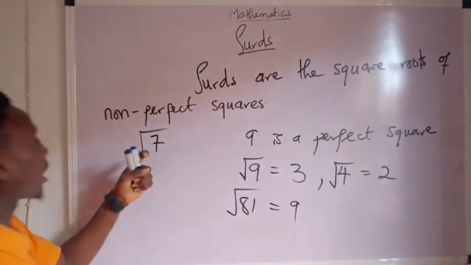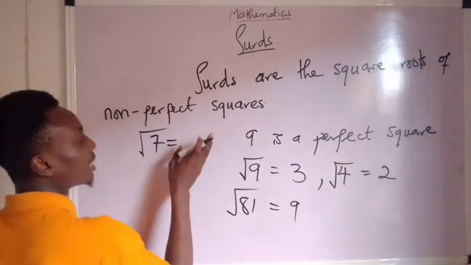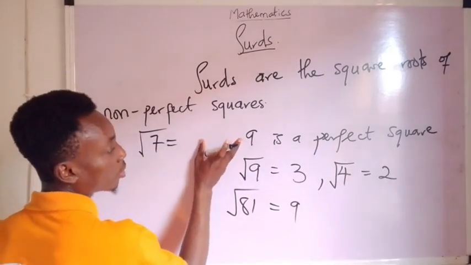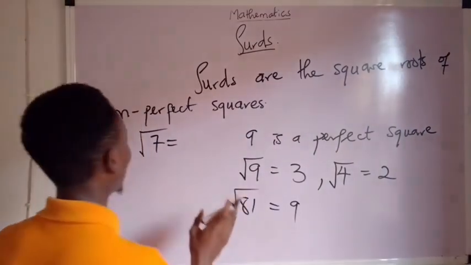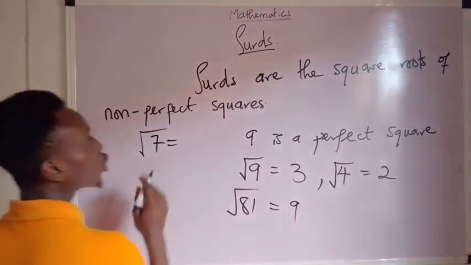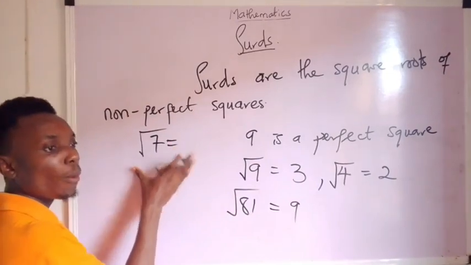9. But 7 is not a perfect square because its answer would give us a whole number with decimals, which will be an irrational number actually, to give us an irrational number. So surds are the square roots of numbers like this. There's a way we solve numbers like this.